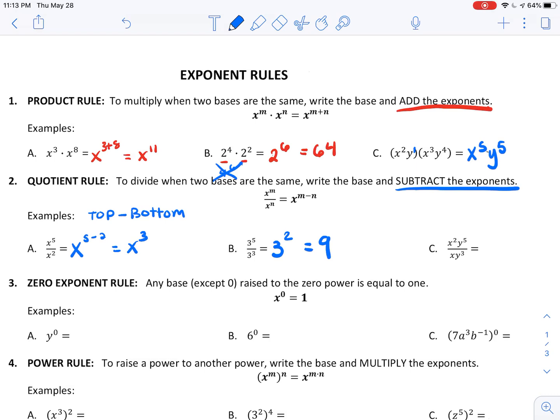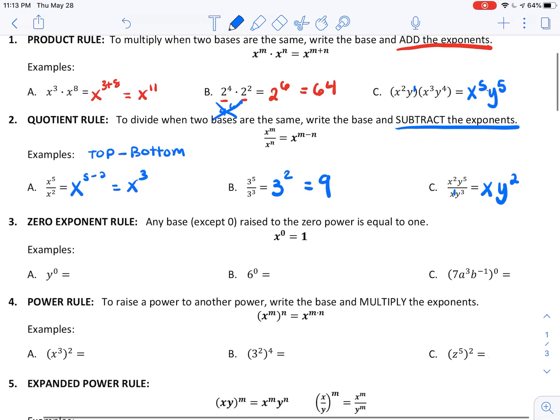Just like it works with multiplication and multiple variables, the same thing's going to happen with division and multiple variables. We take them letter by letter. So x squared over x, so that's 2 minus 1. So that's x to the 1st power, which we don't even have to write 1st power. Y to the 5th over y to the 3rd, that's y to the 5 minus 3, which is 2. Great. All right, let's continue.